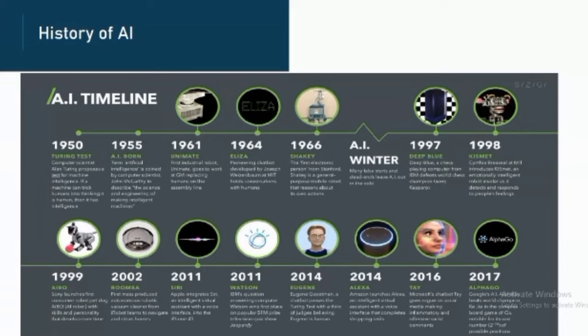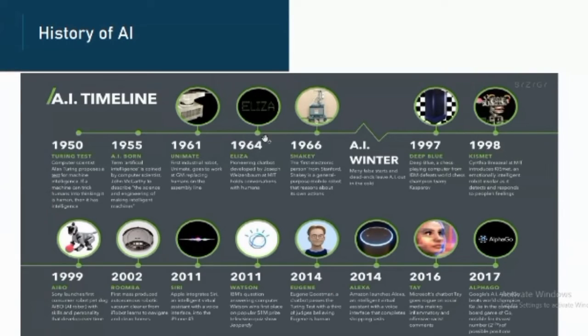Then in 1961, Unimate, the first industrial robot, was to work at GM replacing humans on the assembly line. So this was the first robot to replace the human on the assembly line. Before that, the humans were performing the assembly with some manual errors. But this robot, launched in 1961, actually replaced the people in the manufacturing field.